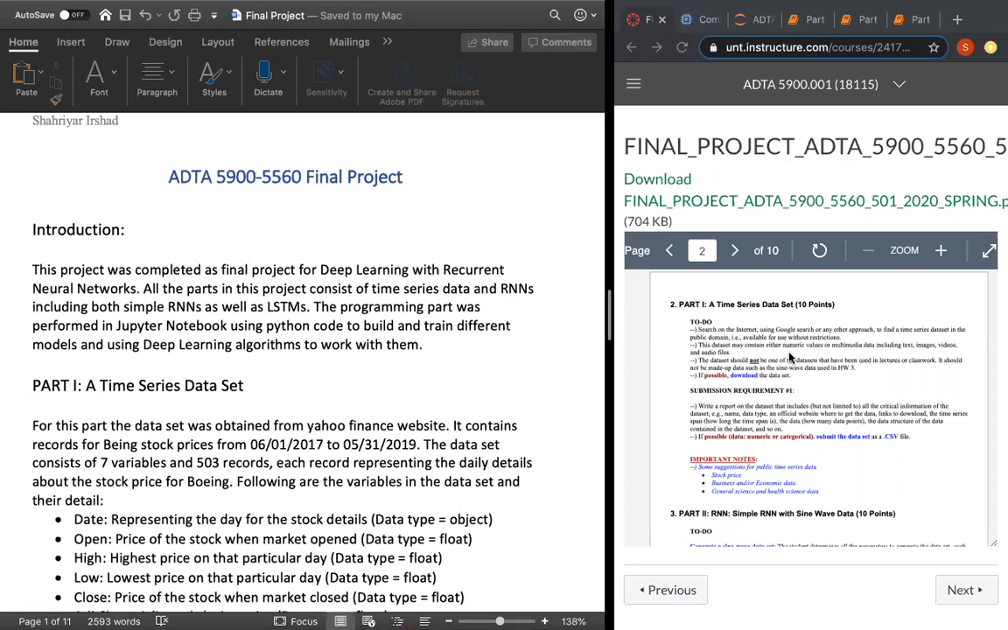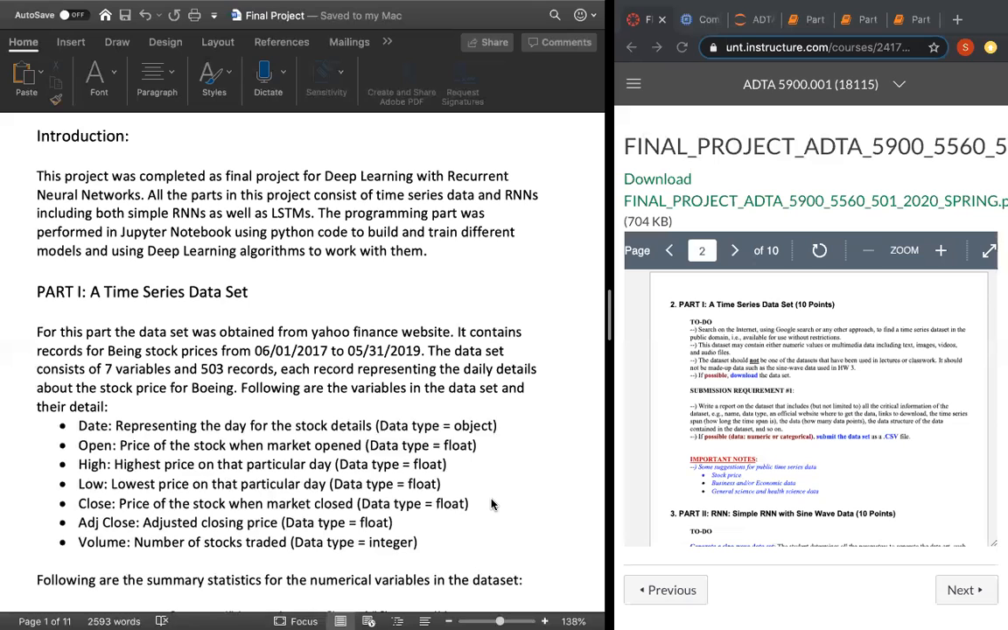So in part one, we had to obtain a time series data set from the internet and then provide details about it. For this part, I took the data set from the Yahoo Finance website, and the data set is for the company Boeing, its stock prices, and the period that the data set covers was from 1st of June 2017 to 31st of May 2019. And I'm going to tell you guys more about this data set a little bit.